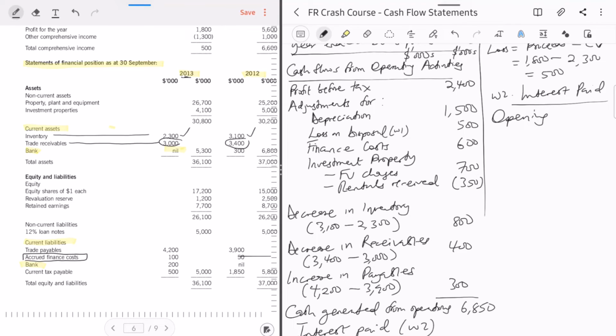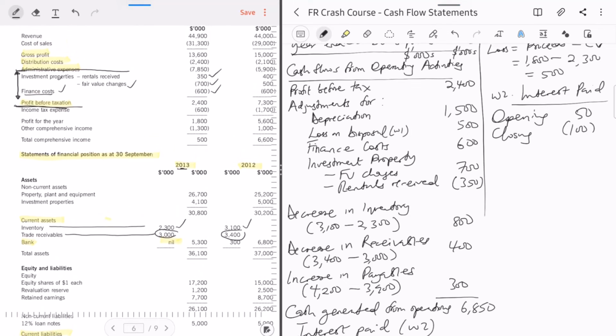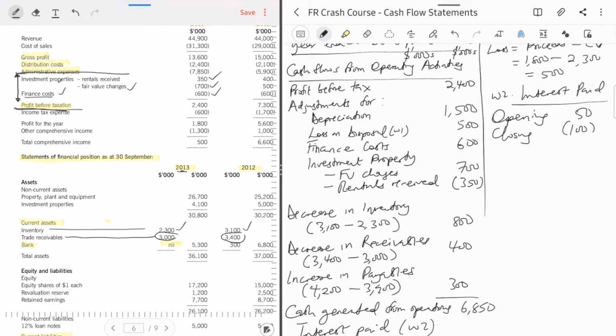Okay, the opening figure is 50, the closing is 100, right? So all I'll do is put here, opening 50, my closing is 100. Remember I said it's opening less closing, then something happens. What is the something that happens in this question? Right here, can you see?